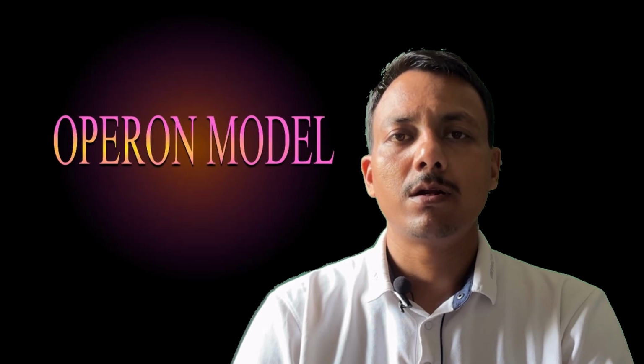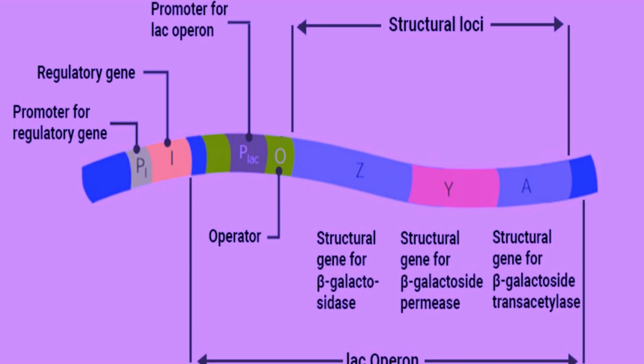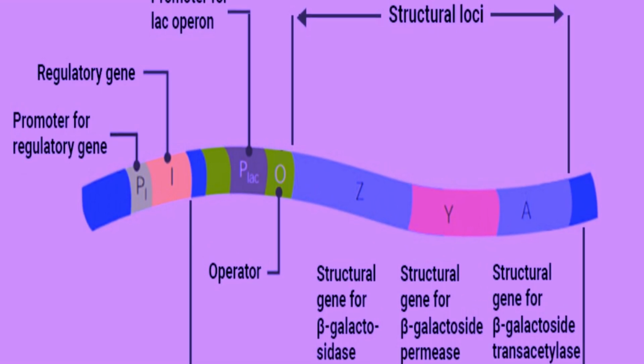In prokaryotes, this regulation is well explained by the Operon model, proposed by Jacob and Monod in 1961. They studied gene regulation in E. coli, especially how it breaks down lactose when glucose is not available. This system is called the Lac Operon. An operon is a group of related genes that work together under a common control system.